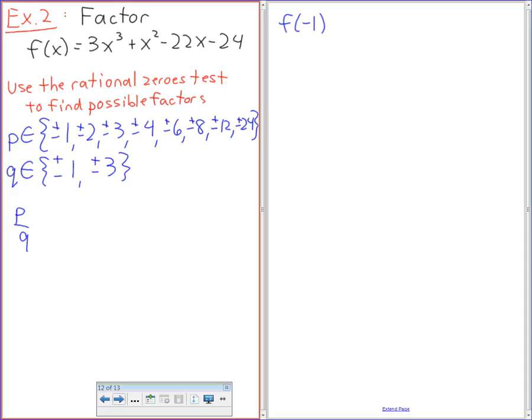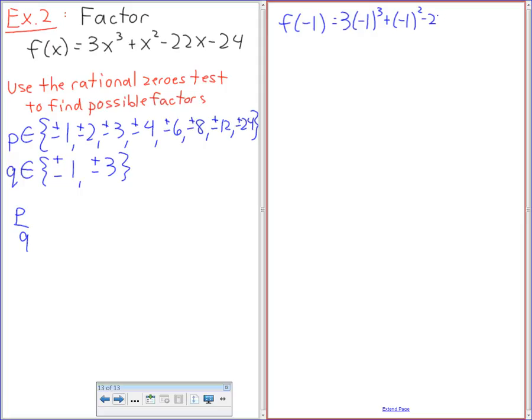So I'm going to do that as 3 times negative 1 cubed plus negative 1 squared minus 22 times negative 1 minus 24. This is going to be negative 3 plus 1, oh, that's not going to work. Equals negative 4? So that doesn't work. Okay. Let's try something else. Let's try 2. So the thing is, there's a little bit of grunt work here.